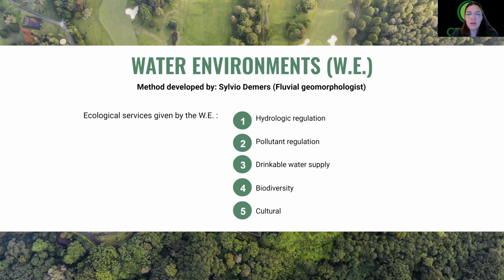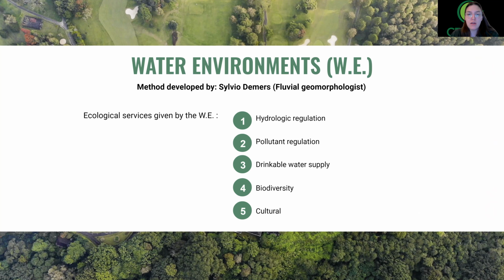So there's 2 ways to look at the results for the water environments. First, there's the water basin's ability to offer ecological services. As we can see, we are in the MRC of the Collines, and it's basically the same as the wetlands. So if it's dark green, that means the ability to offer ecological services is high. And if it's dark red, that means it's very low.